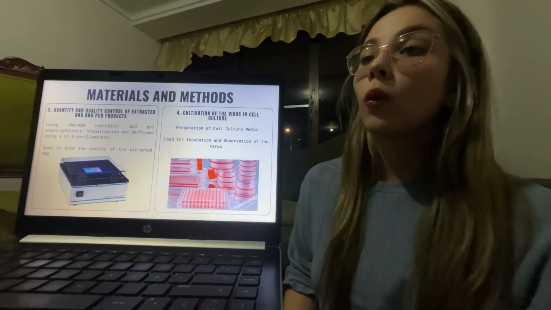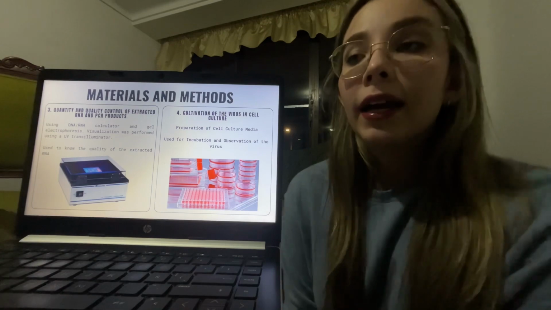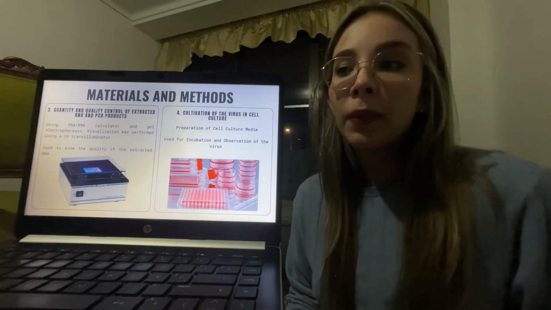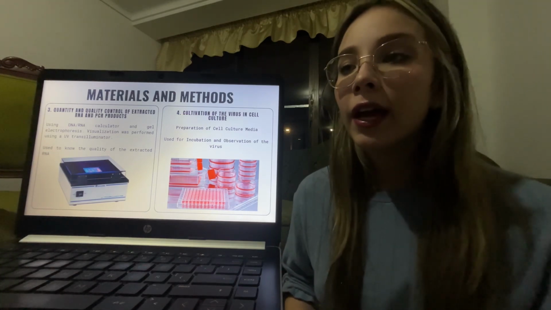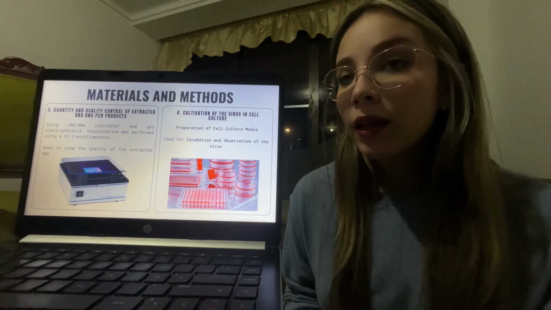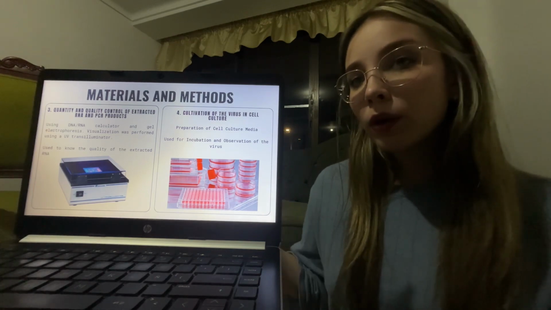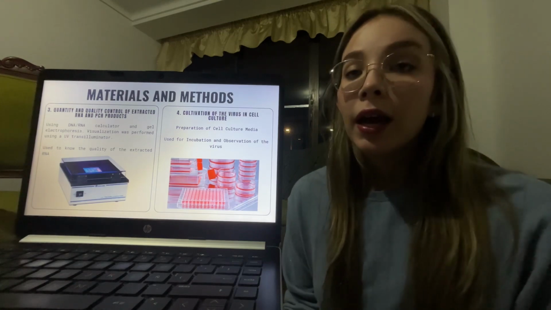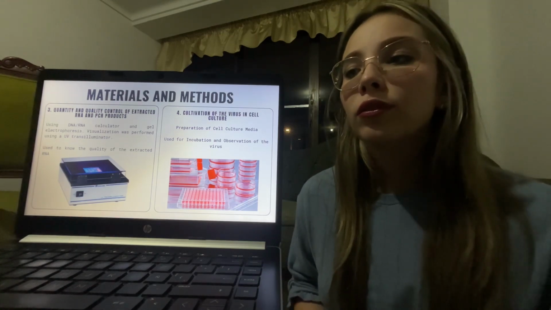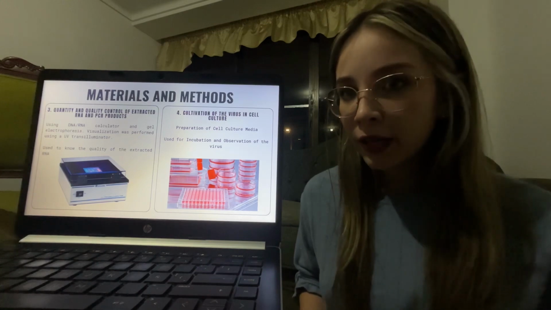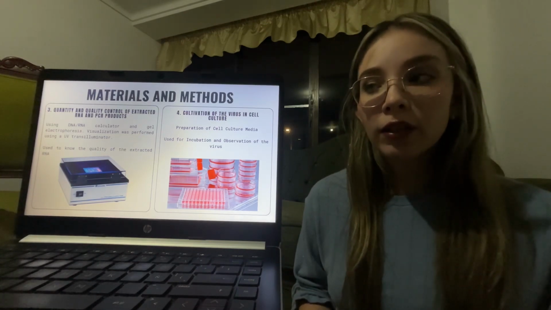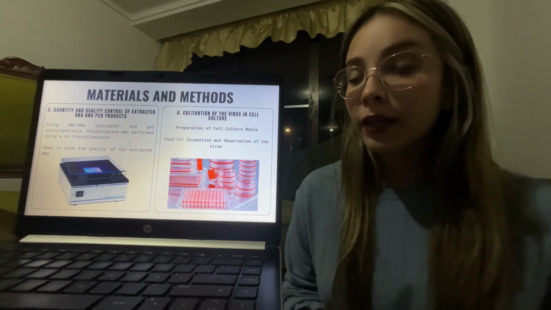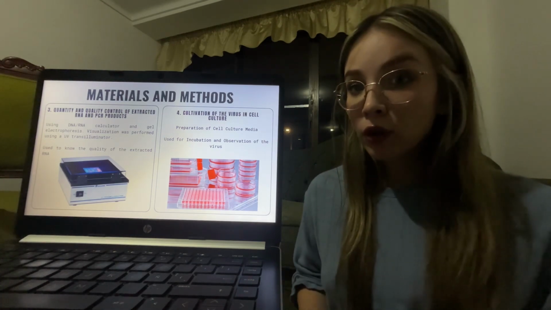We also have the quantity and quality control of extracted RNA and PCR products, that is done by an RNA calculator and gel electrophoresis. The visualization of this process can be done by a UV transilluminator. As the name says, it is used to know the quality of the extracted RNA. We also have a cultivation of the virus in cell culture, that is the preparation of the cell culture media that is used for incubation and observation of the virus.